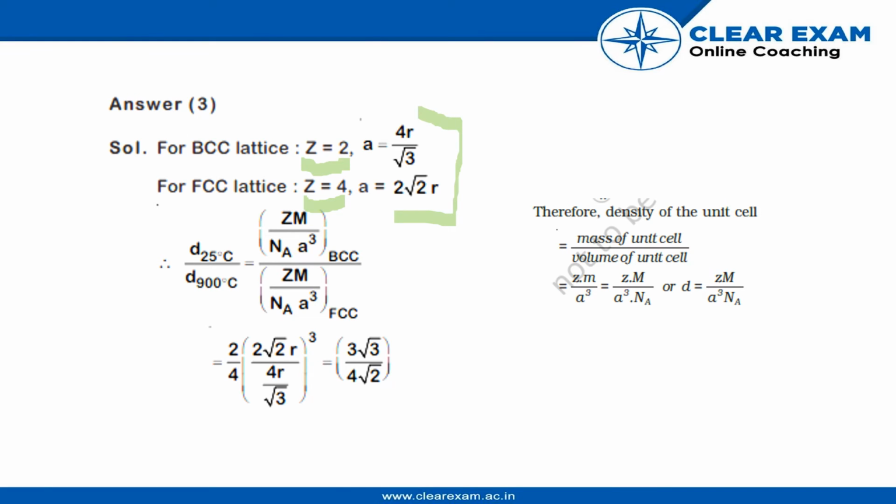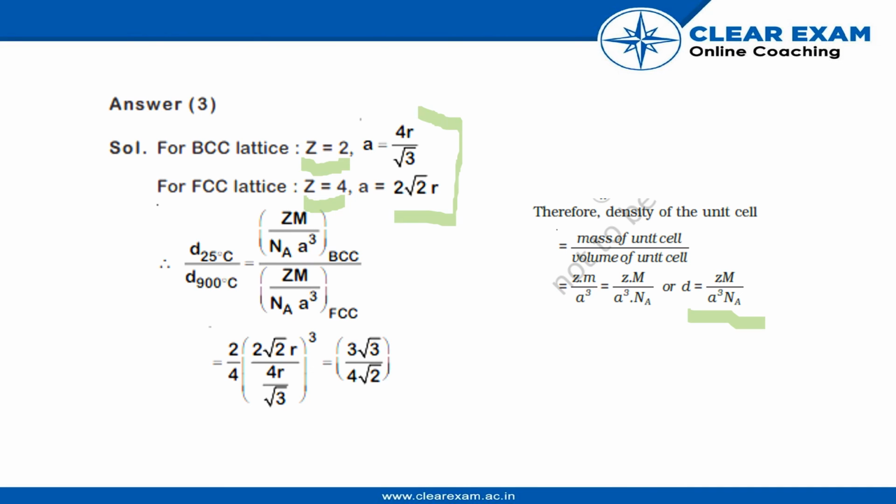The formula of density is: d is equal to Z times M divided by a cube into Avogadro's number. Here Z is the number of atoms present in one unit cell. Capital M represents molar mass.